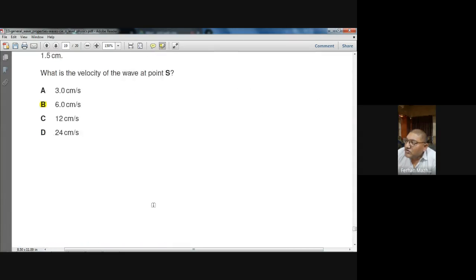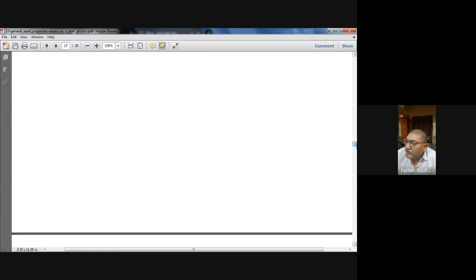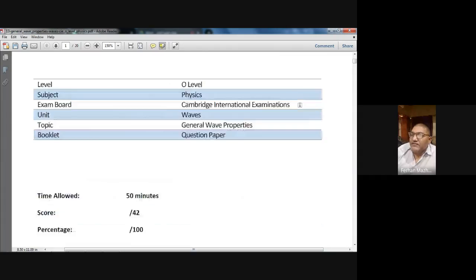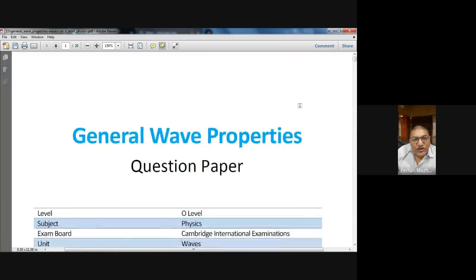So that's it. This was a worksheet on the general wave properties, and by the grace of God we were able to finish it, and I hope that it will enhance your concept about the waves. This worksheet I have taken from a website, and the name of the website is savemyexam.co.uk.